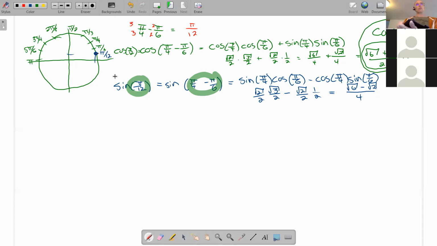Now, counting by pi over 12 for a minute, 1 pi over 12 is here, 2 pi over 12 would be pi over 6. 3 pi over 12 reduces to pi over 4. 4 pi over 12 reduces to pi over 3. 5 pi over 12 is right in between here, and then 6 pi over 12 is at the top. So if I can find pi over 12 with my special angles, I should be able to find 5 pi over 12. So this angle at the top, let's redraw that.